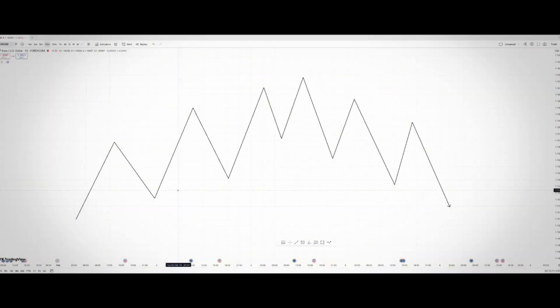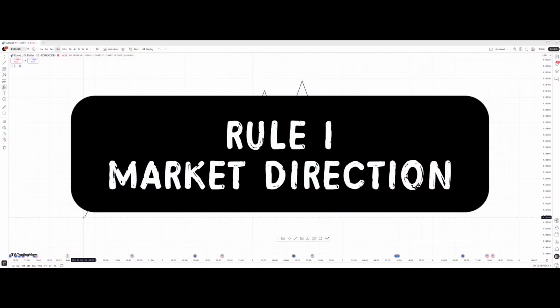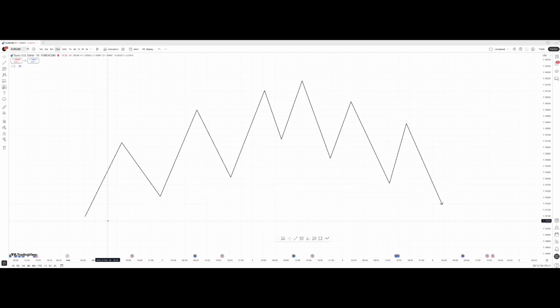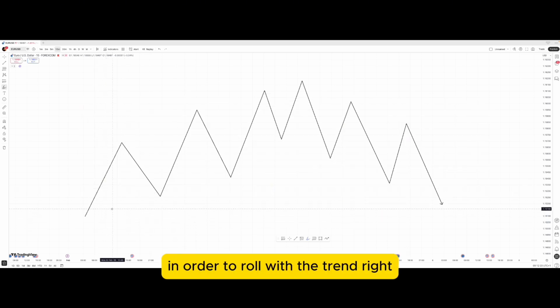Let's get started. Firstly, you have to identify market direction, right? Remember we said the trend is your friend. It's safer to trade with the trend. So you first have to identify the trend in order to roll with the trend, right?